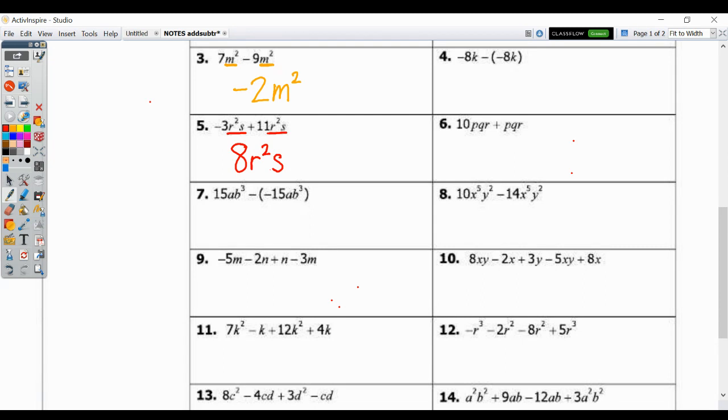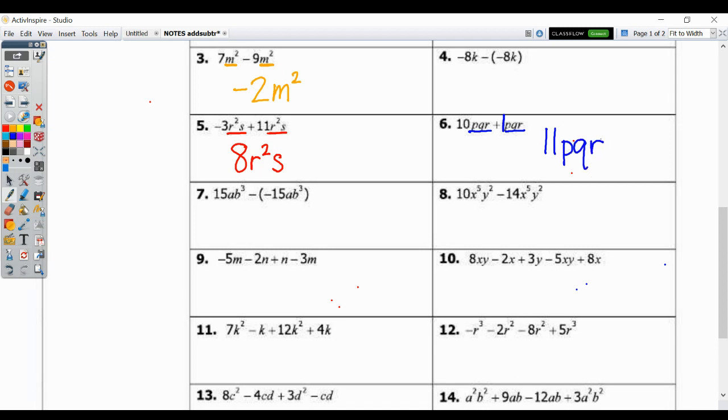Okay? Let's do this last one right here. So number 6. After the coefficient, PQR, and then this one does not have a coefficient. So we know that there's an understood 1 in front of that. So after the 1, PQR. They're exactly the same, so I do 10 plus 1, and I get 11 PQR.